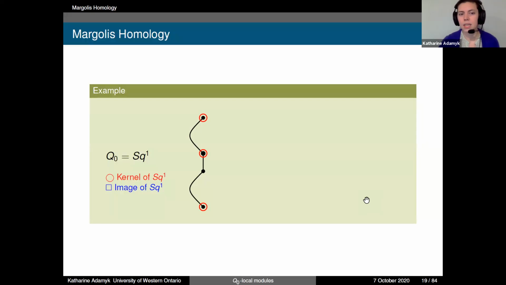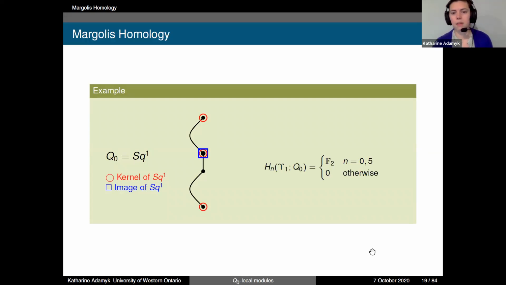Then we're going to mod out by the image of Sq1, so we see the class in degree 2 is hitting the class in degree 3 with a Sq1 action. So when we mod out, that won't contribute to the Margolis homology. We'll just get a copy of F2 in degrees 0 and 5. So heuristically, we should think of Margolis homology with respect to Q0 as picking out the dots in our picture that aren't connected to a Sq1 action on either side.